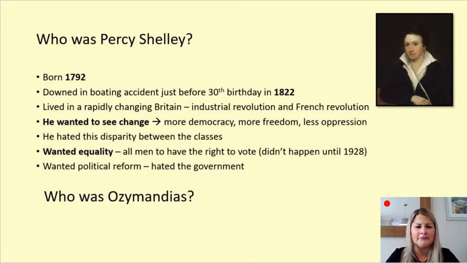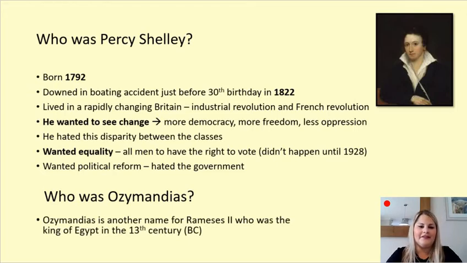Maybe I meant to say 18. And he wanted political reform. He hated the government. So we know that he was kind of an anti-establishment character. So the second question is, who then was Ozymandias?